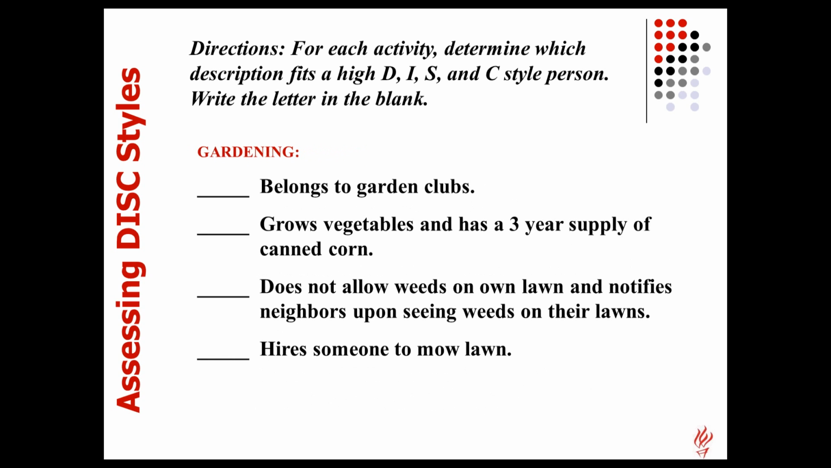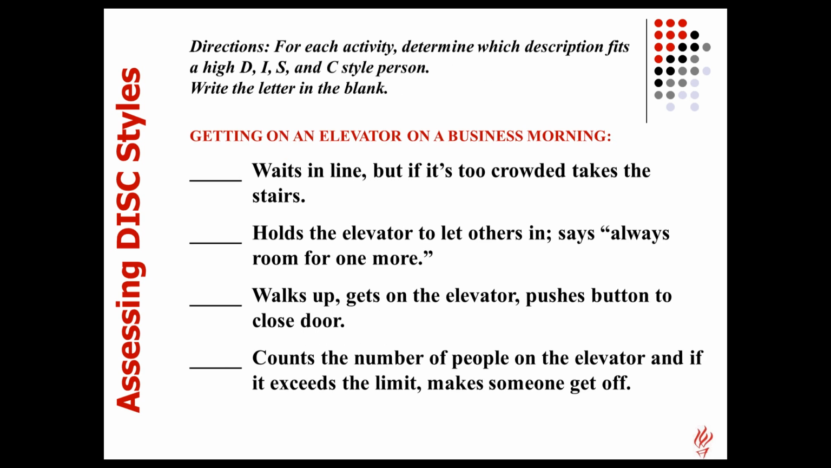Here's another one for gardening. They belong to garden clubs. They grow vegetables and have a 3-year supply of canned corn. That's great. Does not allow weeds on their own lawn and notifies neighbors upon seeing weeds on their lawn. And hires someone to mow their lawn. So your high I more than likely belongs to the garden clubs. Your high S more than likely grows their own vegetables and has a 3-year supply of canned corn just in case. A high C is probably someone who doesn't allow weeds on their own lawn and notifies neighbors upon seeing weeds in their lawns. And a high D will more than likely hire someone to mow their lawn. This is another great one. So I'll do this one and then I'll move on because I like this one.